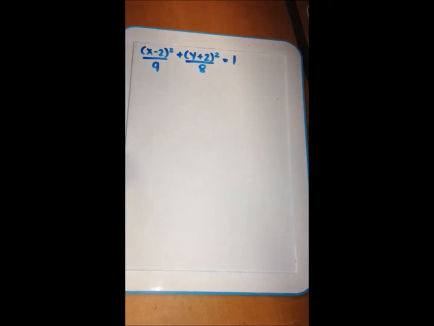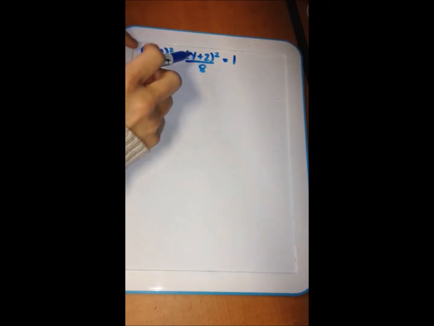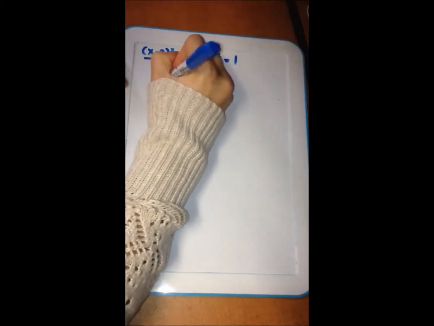The problem that we're given here is (x minus 2) squared over 9 plus (y plus 2) squared over 8 equals 1. And when we look at this, since both of our variables are squared and there's a plus, this is going to be an ellipse.